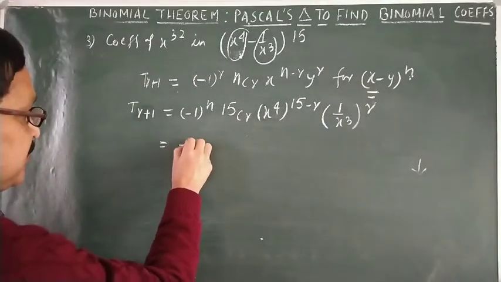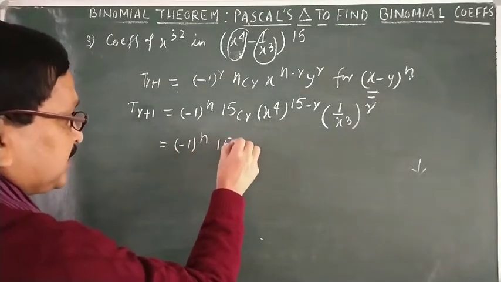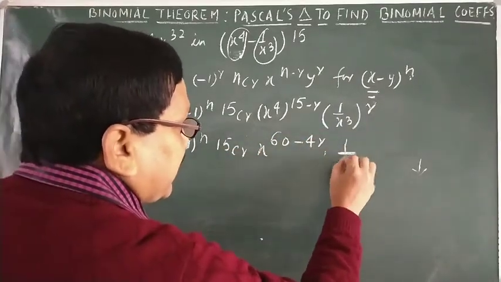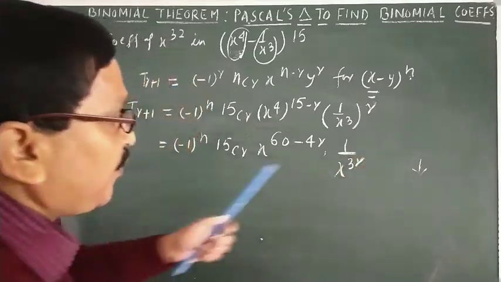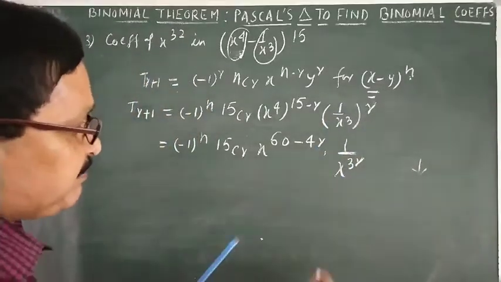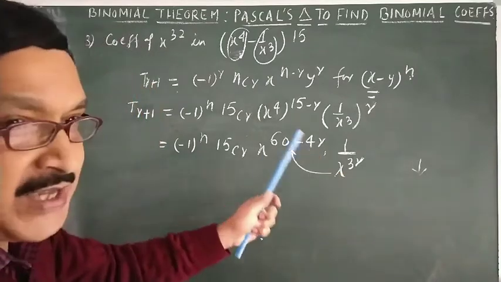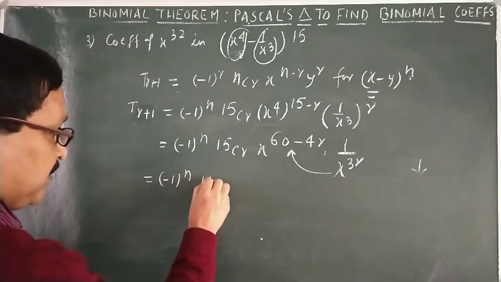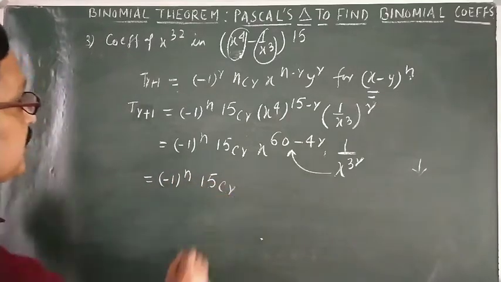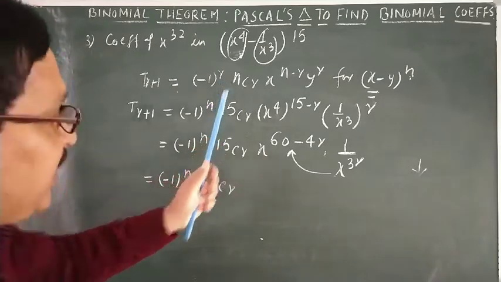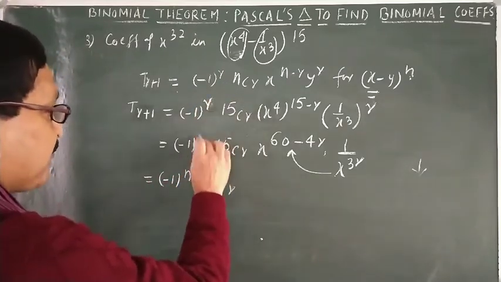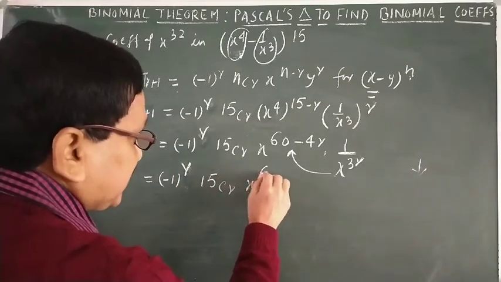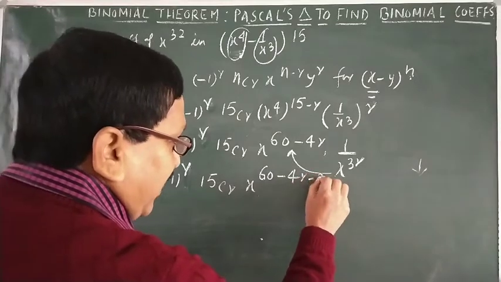After that, this is minus 1 to the power r, 15Cr, x to the power 60 minus 4r, 1 by x to the power 3r. Minus 1 to the power r is 1 itself. This power will go to the numerator. Bases are same and the powers are subtracted. Sorry students, minus 1 to the power r is here, so everywhere r will be here. This is 15Cr x to the power 60 minus 4r minus 3r.